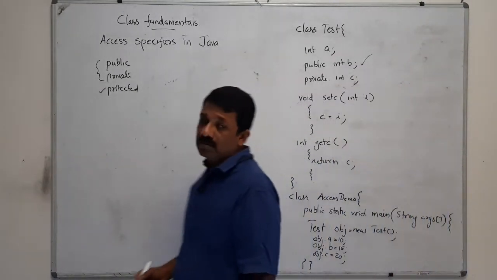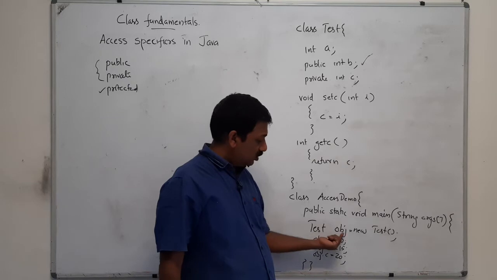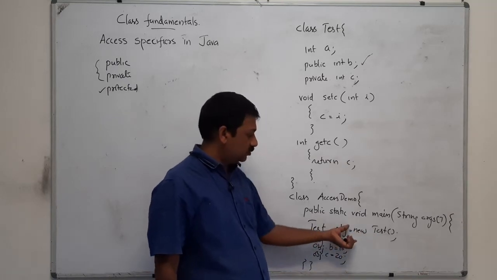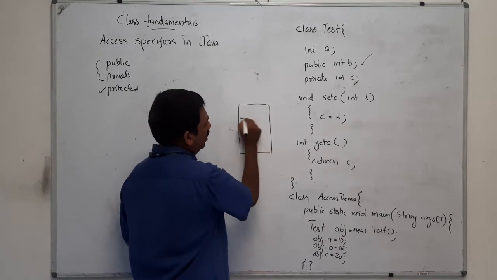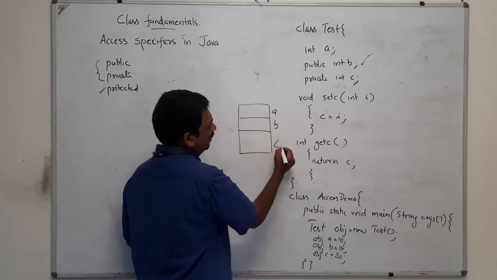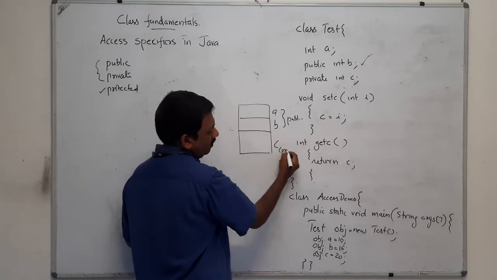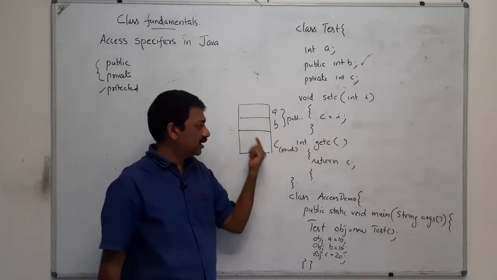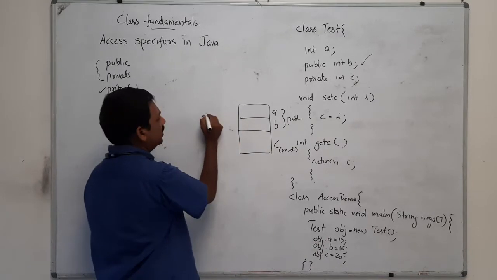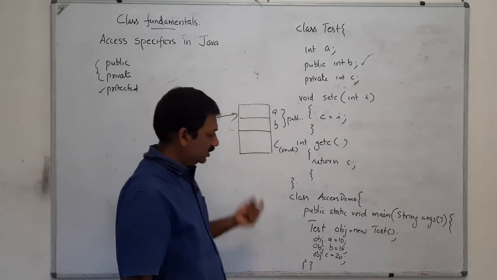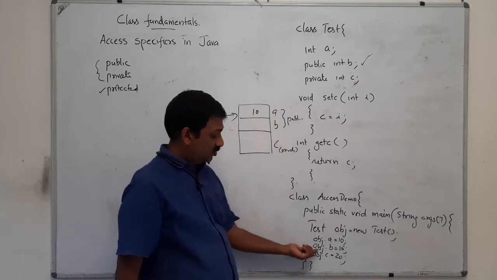So see, this is the main program, and here we have created a new object. obj is equal to new Test means an object is created, and here we have variables a, b and c. These two are public and this is private. Now this obj is pointing to this object, and obj.a is equal to 10. That means this is 10. Okay, obj.b is equal to 15.